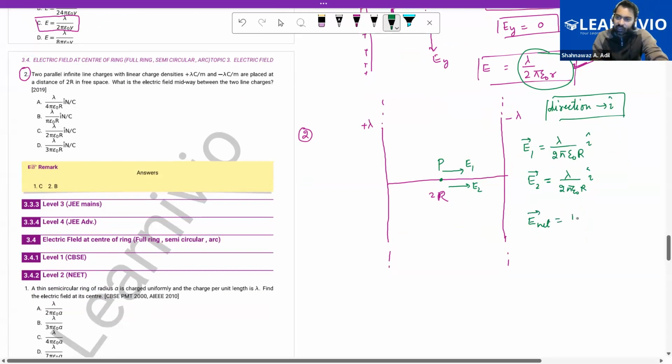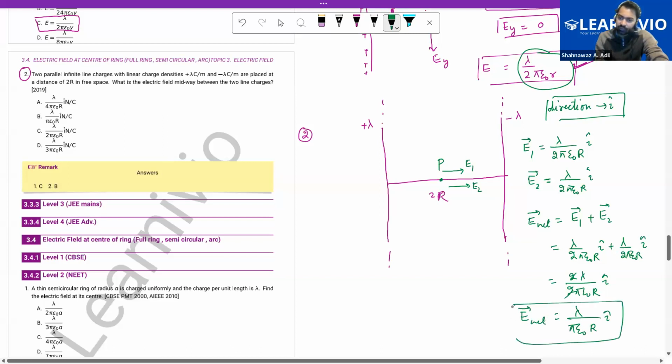So net electric field is simply superposition. This would be lambda by 2 pi epsilon naught r i hat plus the same term, so this would be 2 lambda by 2 pi epsilon naught r i hat. 2 cancels, and this is lambda by pi epsilon naught r i hat. So this is E, and this option is correct. Please note it down, and if you have any doubt, please tell me.